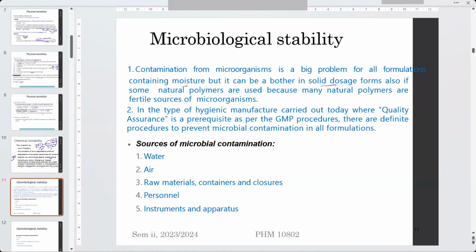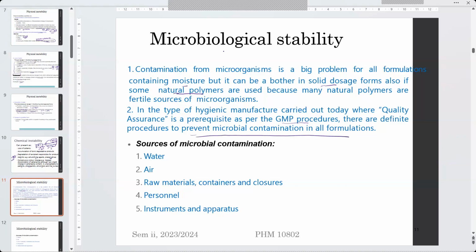Okay? Microbial growth also can happen with some natural polymers used in the formulation. They themselves may be a source of microorganisms. So in case of pharmaceutical manufacturing, if I follow the GMP procedure, there should be good control of the environment and good control of all the sources, not only the environment, all the sources that can introduce microorganisms to the product, so that I prevent microbial contamination of the formulations.